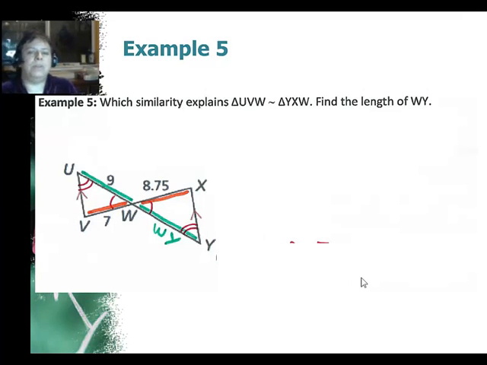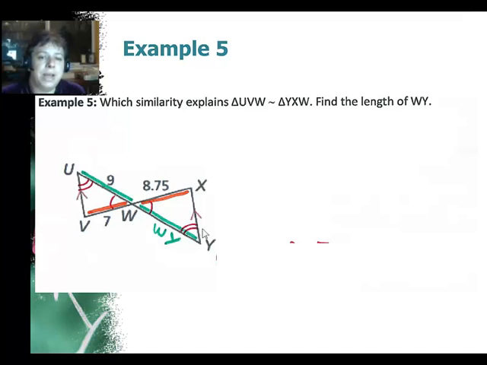Example 5, they want to know which similarity explains triangle UVW is similar to triangle YXW. Well, first of all, let's take a look. They tell me that these two are parallel. These extra green and red angle marks, I've added them myself. You can see this one right here I can do right away because those are vertical angles.